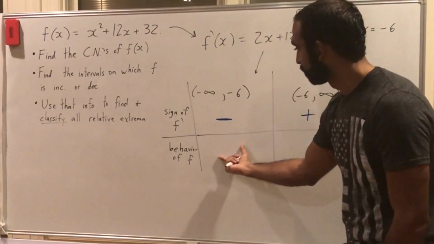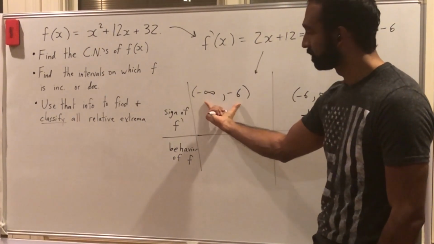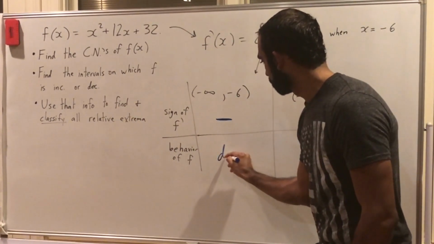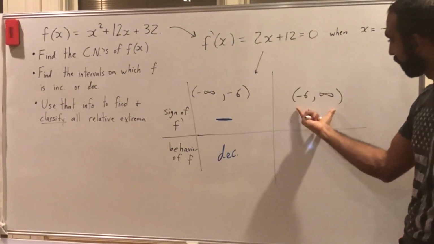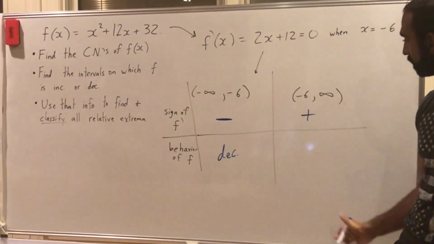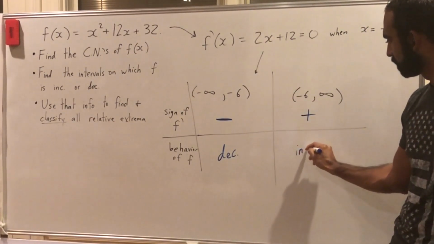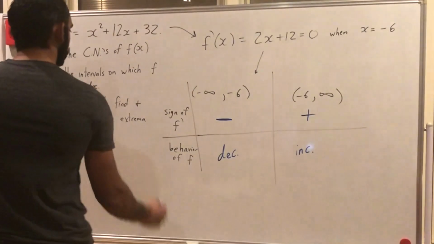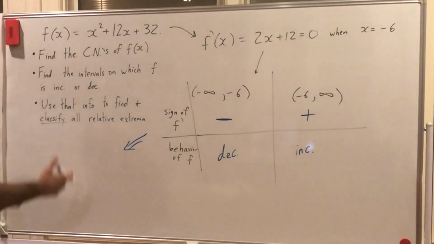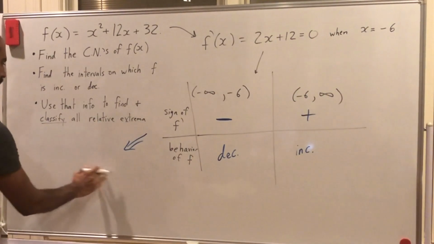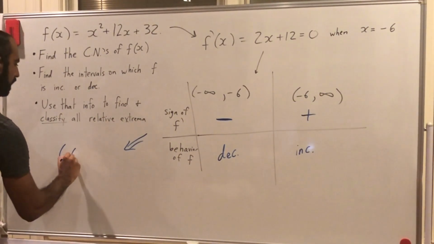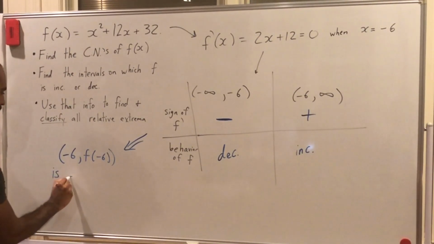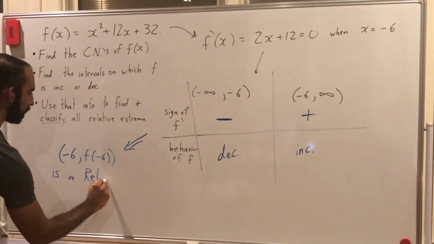And moreover, the behavior of f, if the slope is always negative for this piece, then it has to be always decreasing. Likewise, if the slope on the graph is always positive over an interval, it is always increasing. From all this information in total, we know that at negative 6, f of negative 6 is a relative minimum.